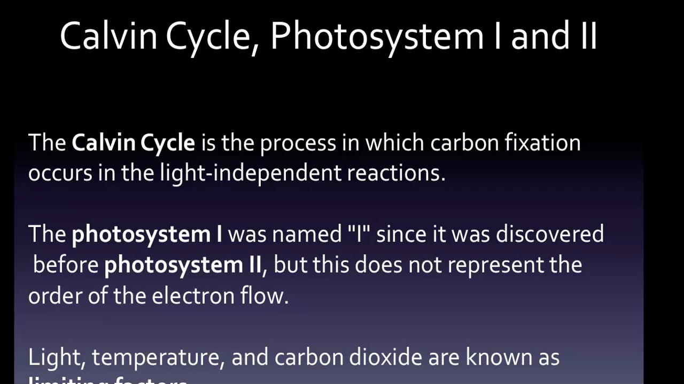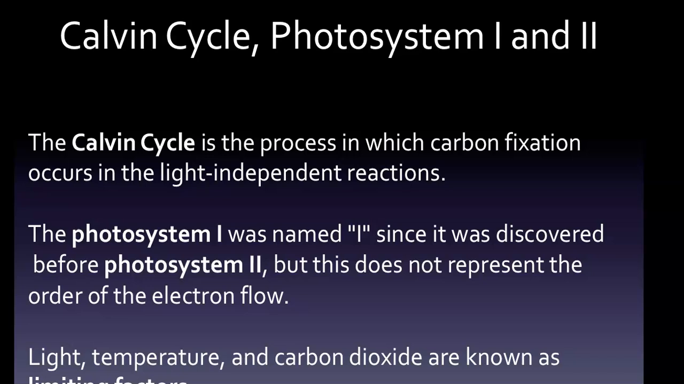Photosystem 1 was named 1 since it was discovered before photosystem 2, but this does not necessarily represent the order of the electron flow. When photosystem 2 absorbs light, electrons in the reaction center chlorophyll are excited to a higher energy level and are trapped by the primary electron acceptors.